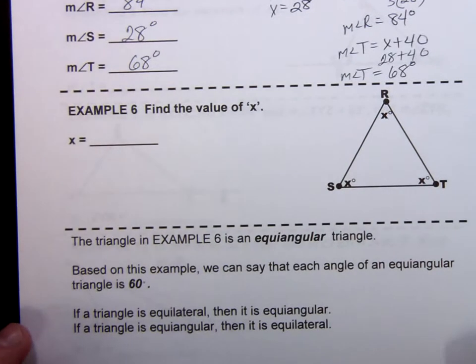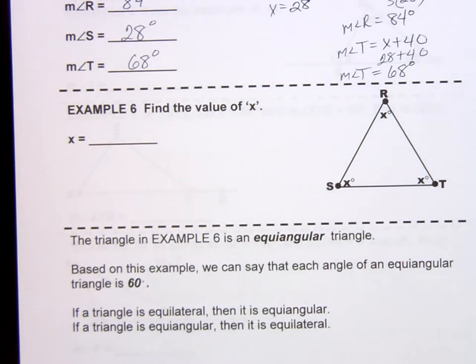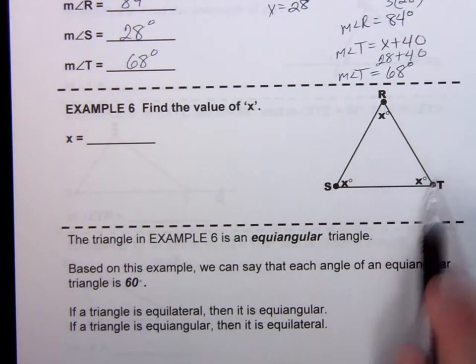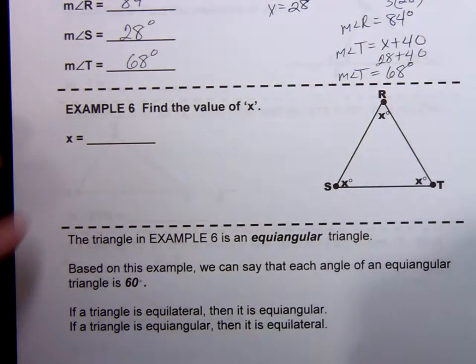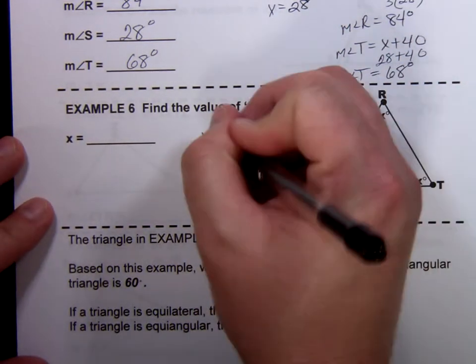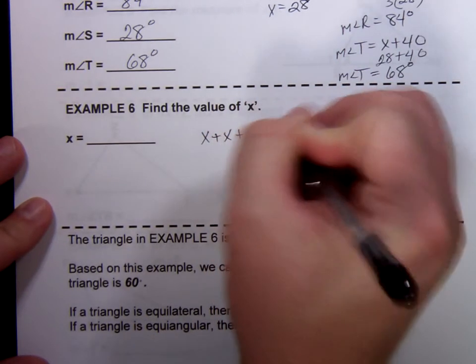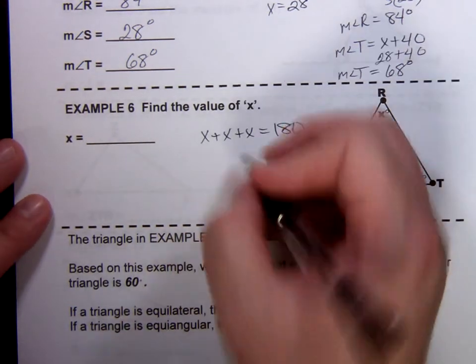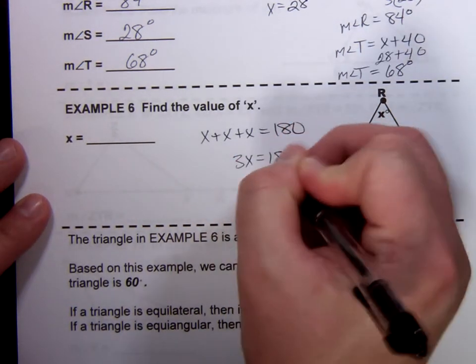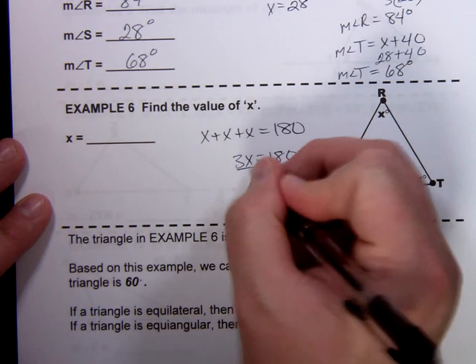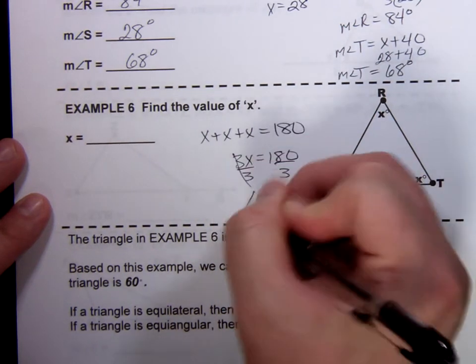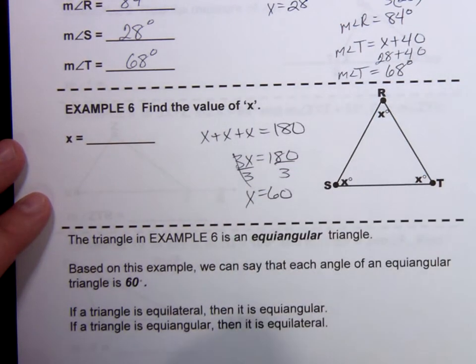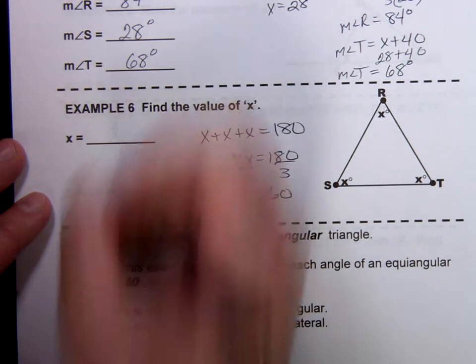All right, let's find the value of x on 6. This is kind of helping you out with the whole equiangular thing. Notice each angle is the same, right? So if I were to add those together, x plus x plus x equals 180. If I combine like terms, I got 3 x's. Then I divide off the 3. And there you go. Each angle has to be 60 degrees.